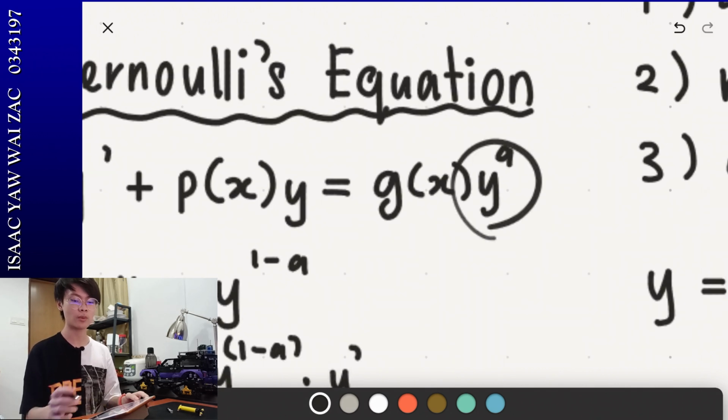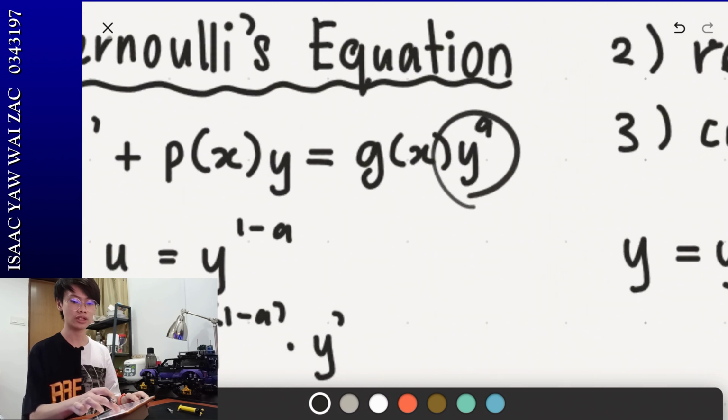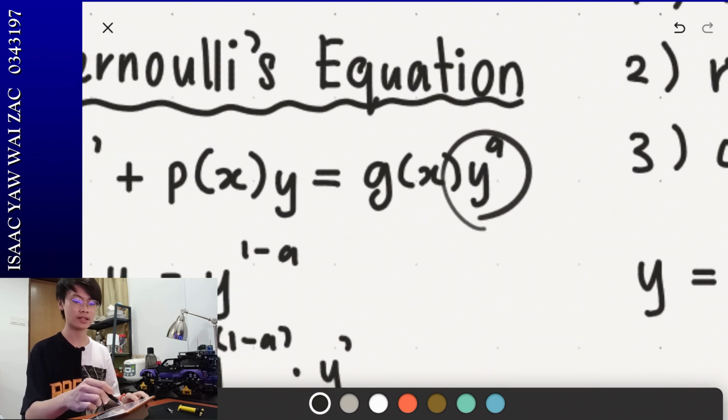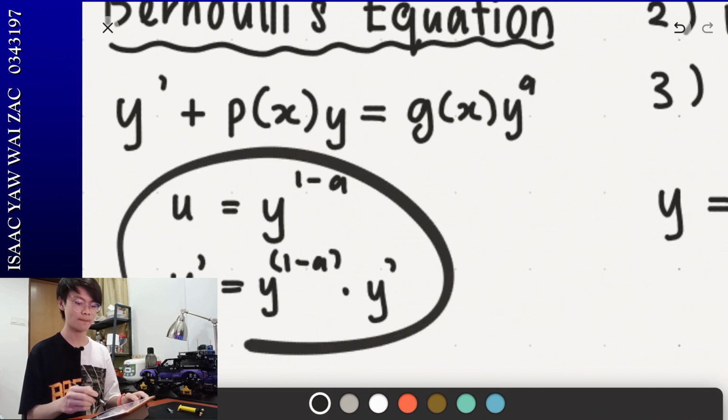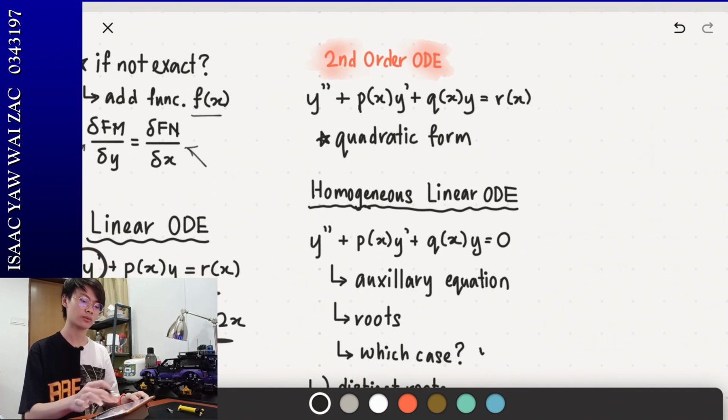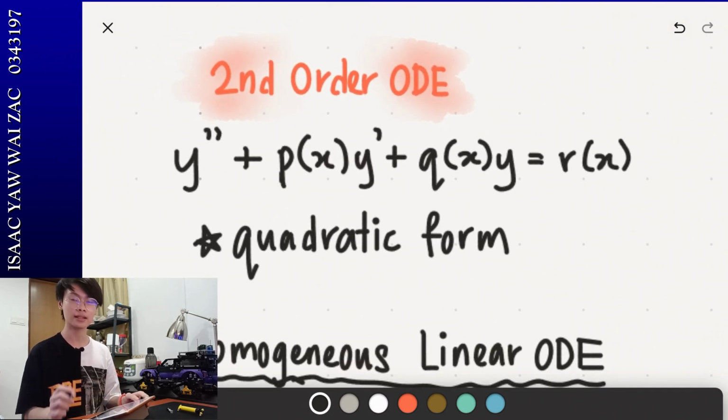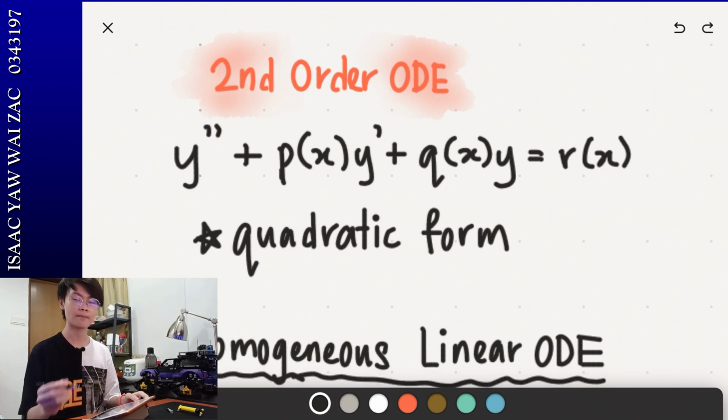The main part is when you have a linear ODE, but then we have y in this case, so y to the power of a. We solve it with this form, and then with this equation we can solve it later on. So now the second part, the second order ODE, is when you have y double prime, or differentiate 2 times.